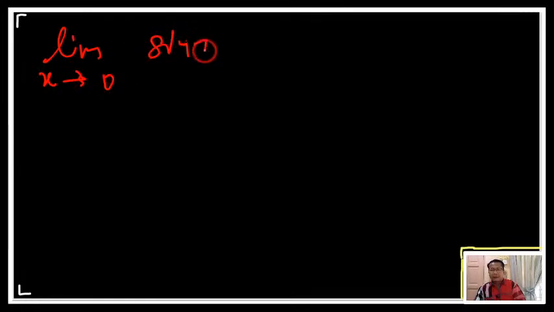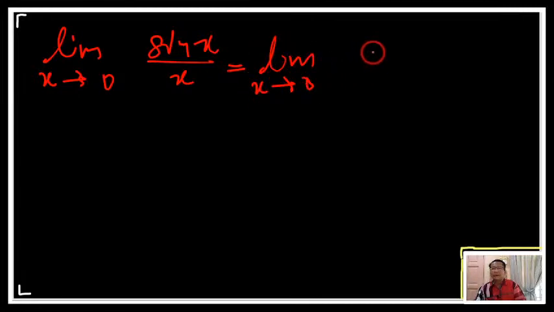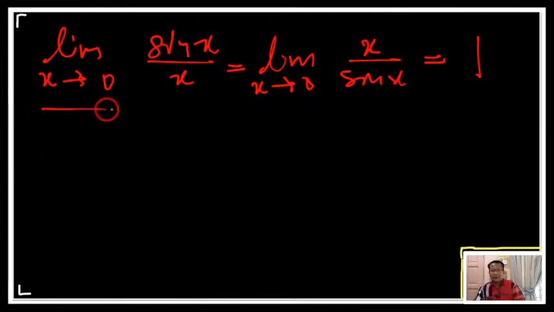You have one special formula for trigonometry. It's limit x approaches 0, sin x over x is equal to limit x approaches 0, x over sin x. So this one is equal to 1. Okay, the formula.